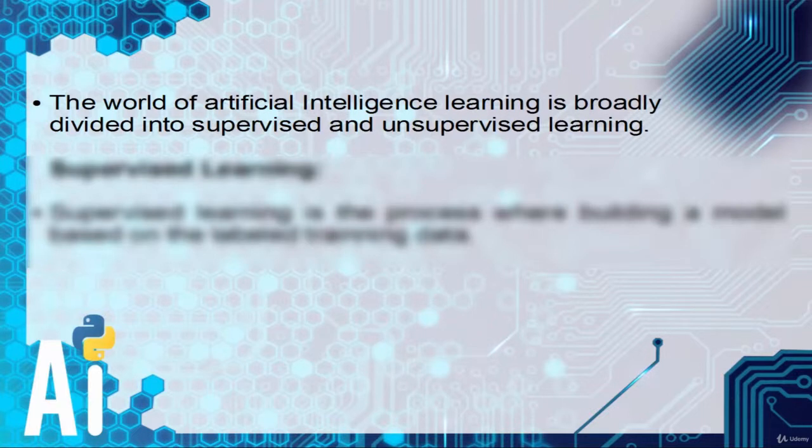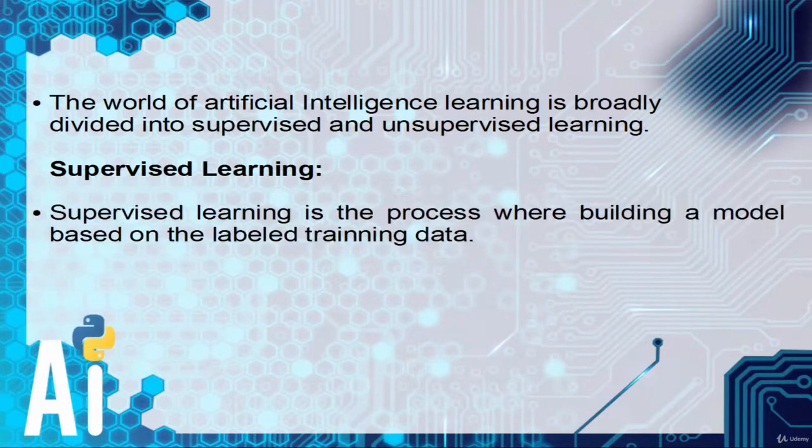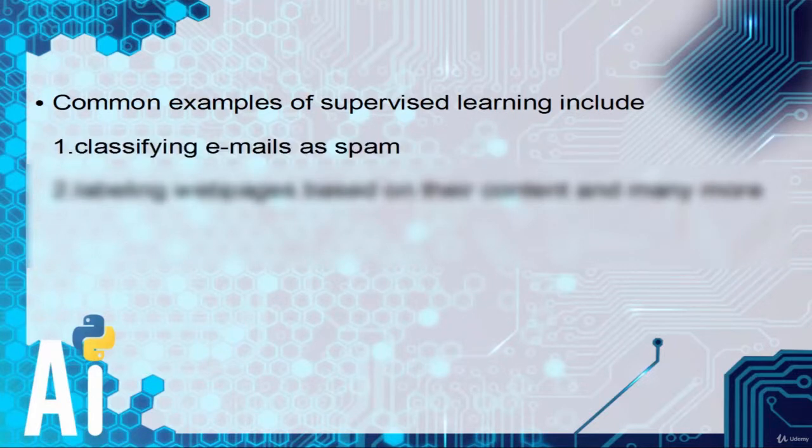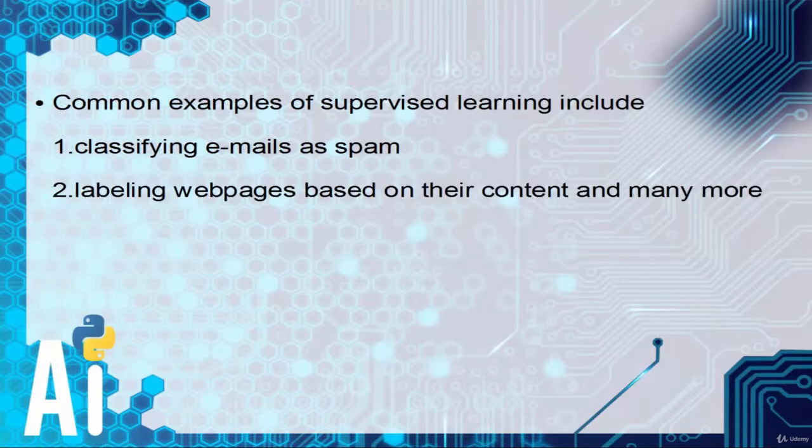First, let's discuss supervised learning. Supervised learning is a process of building a model based on labeled training data. Common examples of supervised learning include classifying emails as spam, which we discussed in a previous video, and labeling web pages based on their content, and many more.